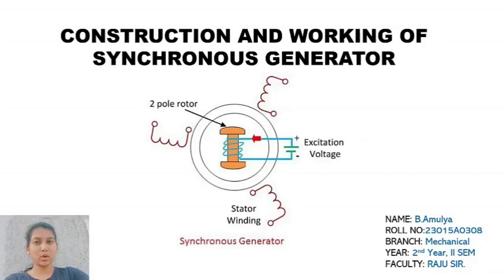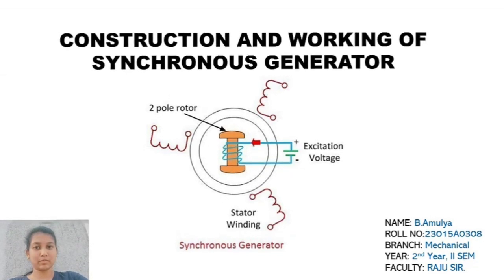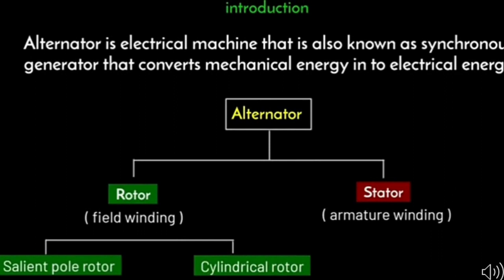Today my topic is about construction and working principle of synchronous generator. Alternator is an electrical machine that is also known as synchronous generator that converts mechanical energy into electrical energy.